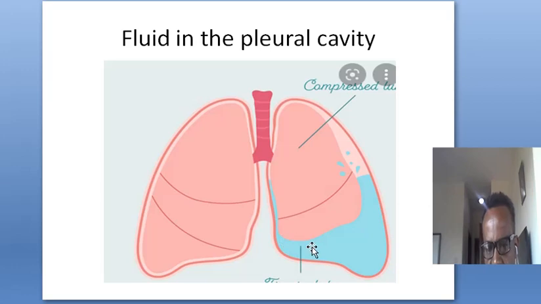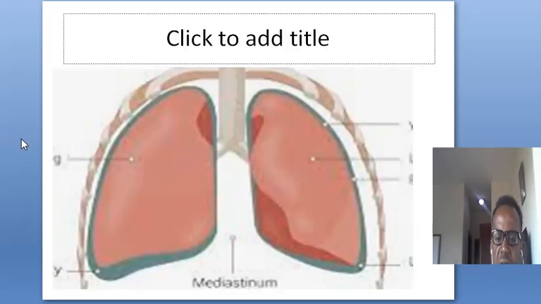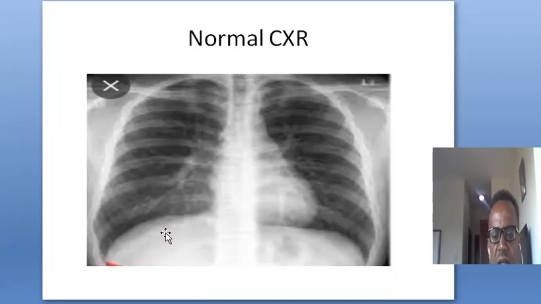So here there is fluid collection in the pleural cavity, comprising the line. This is what we call the meniscal sign, because of surface tension, or the inverted T-shape sign. So here is a normal lung on both sides, and the lung is completely expanded, with no pleural collection. So here is a normal chest X-ray.